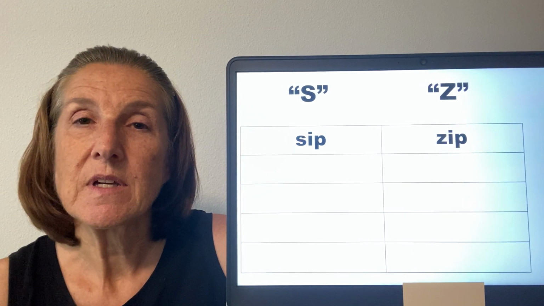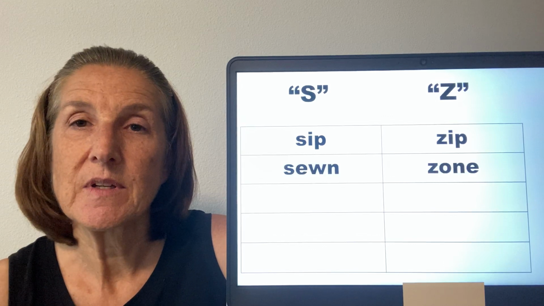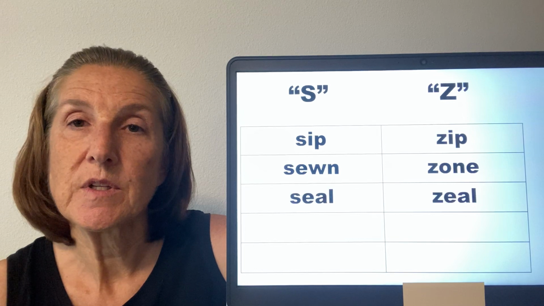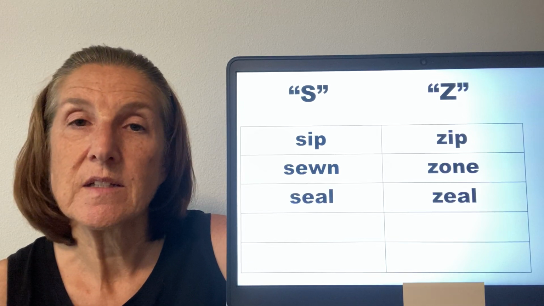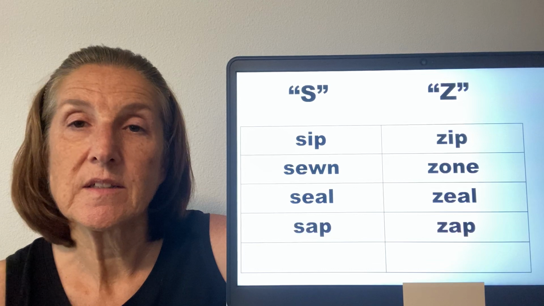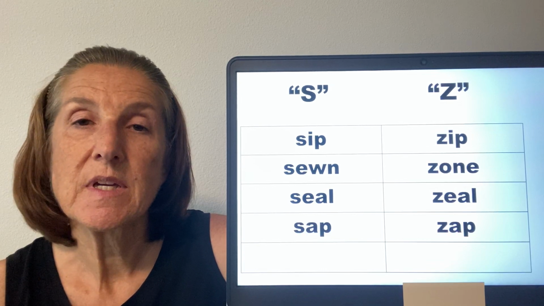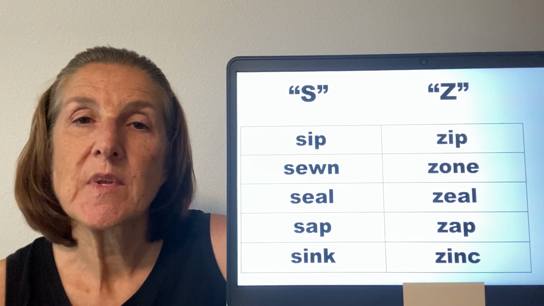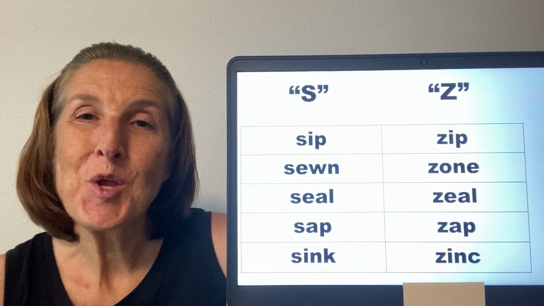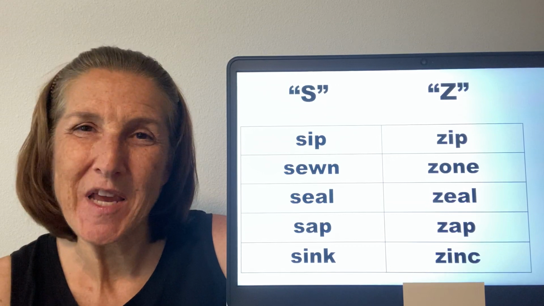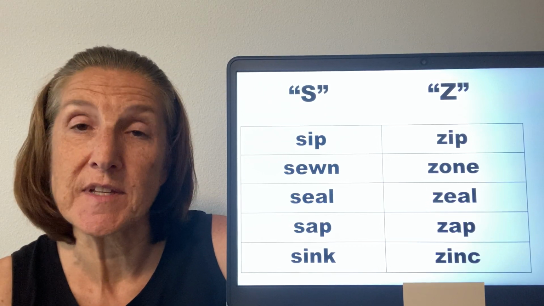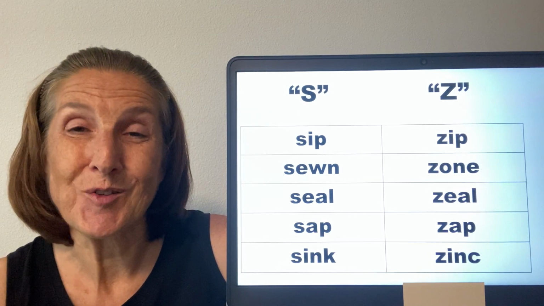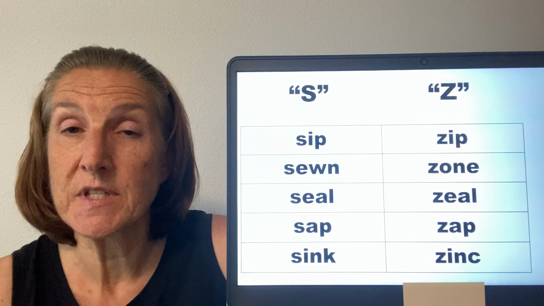Sip, zip, sewn, zone, seal, zeal, sap, zap, sink, zinc. You may want to take a screenshot of this page so that you can practice the word lists on your own. Now the same S and Z sounds can occur in the middle of words as well.